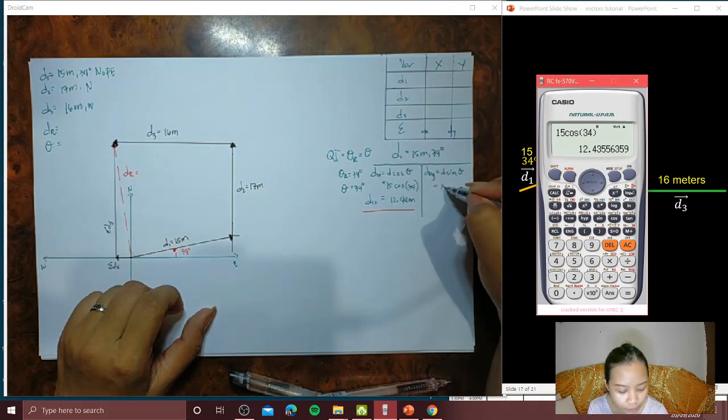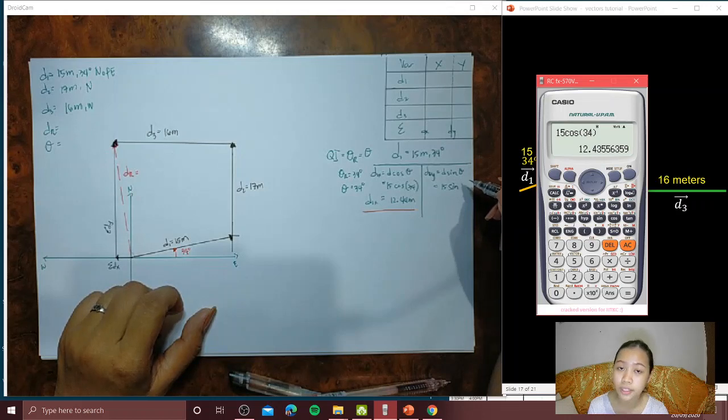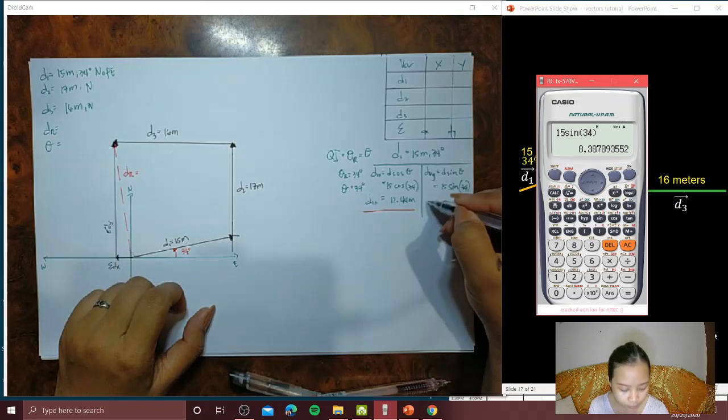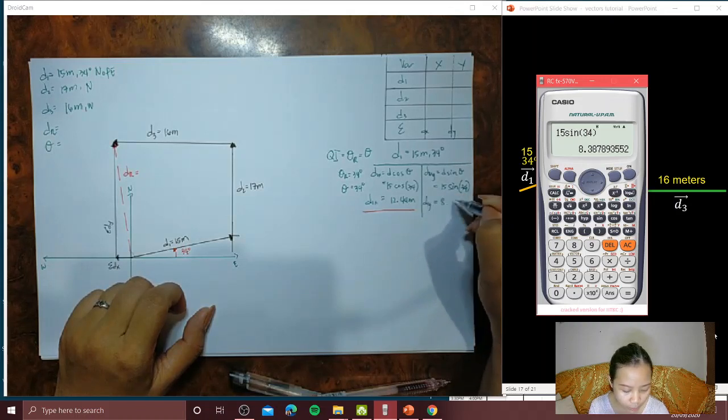In solving for the D1Y, it's the same as D1X. The difference is, instead of using the cosine function, you're going to use the sine function. So we have 15, change cosine to sine, and there you have 8.39 meters. So your D1Y is 8.39 meters.